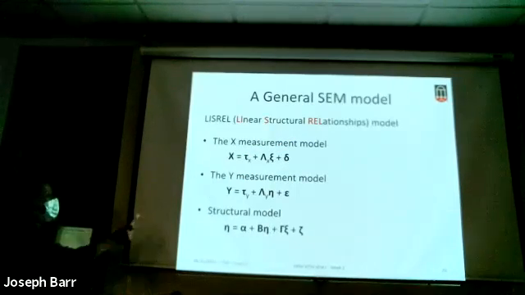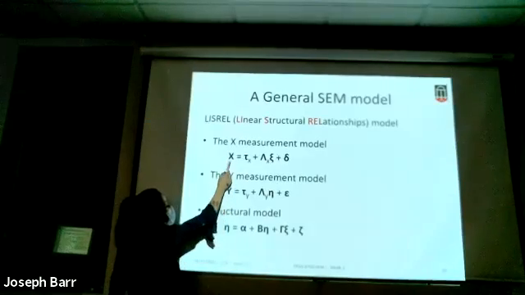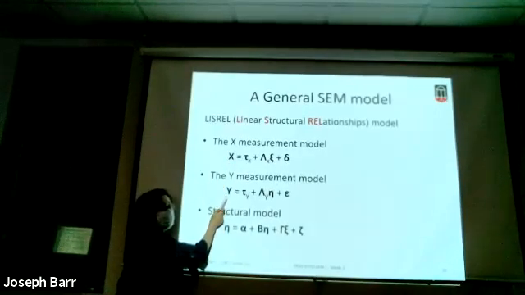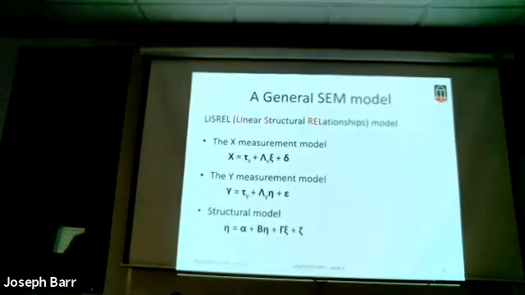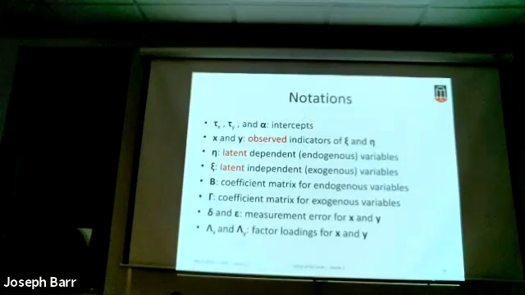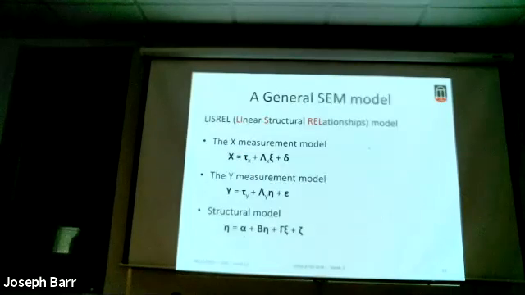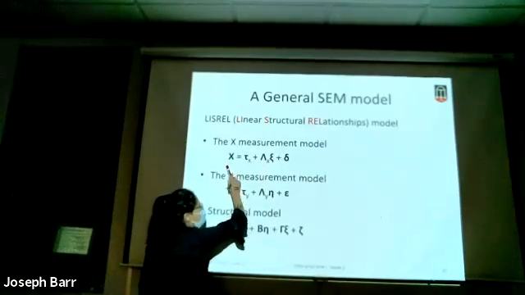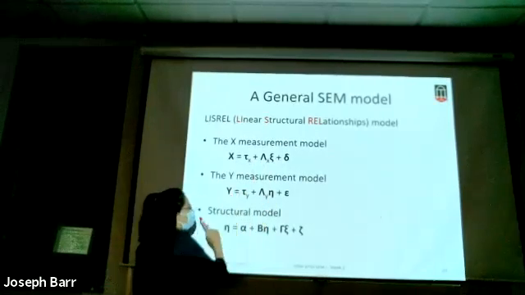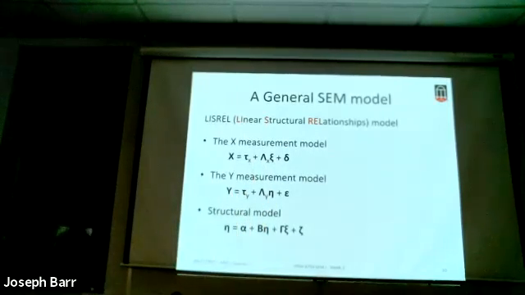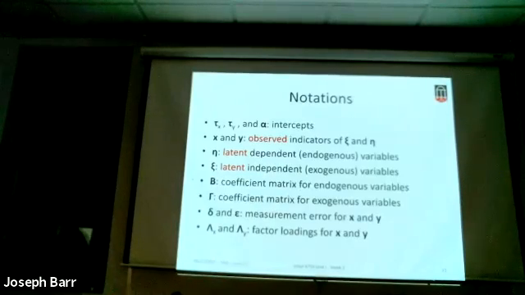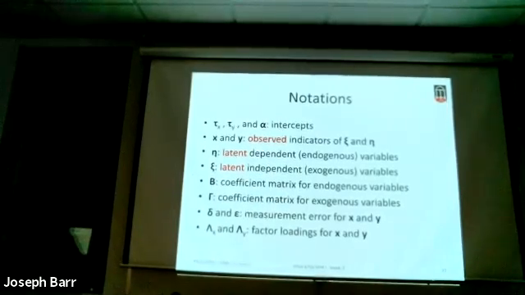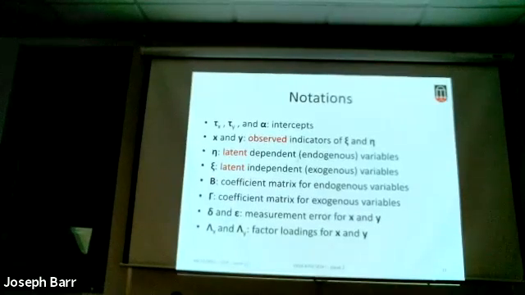And then we have X and Y. Those are observed variables: the observed independent variable and the observed dependent variable. They are indicators of xi and eta. This is xi, latent X. This is eta, latent Y. So we have this latent dependent variable. Eta is the latent dependent variable, or endogenous variable. Xi is the latent independent variable, or exogenous variable.